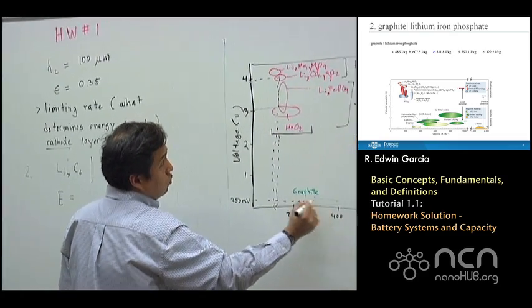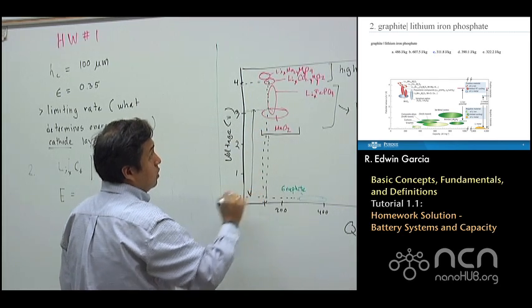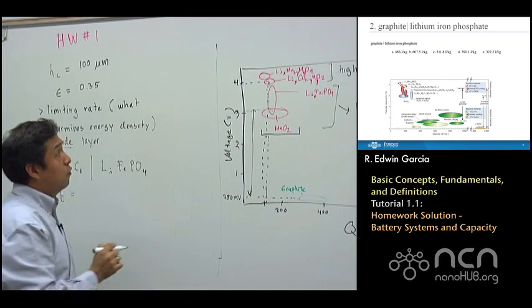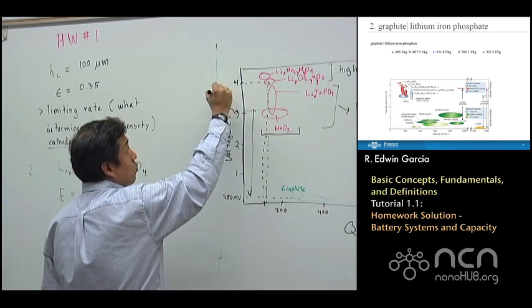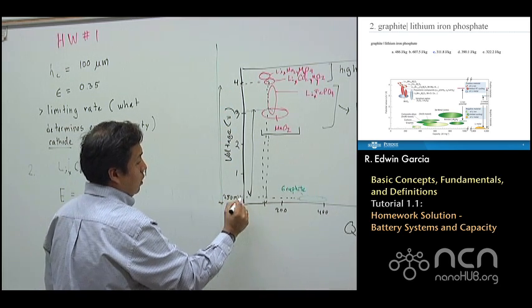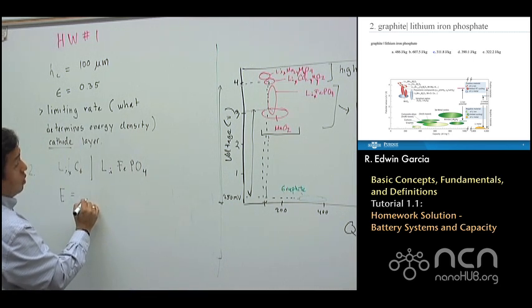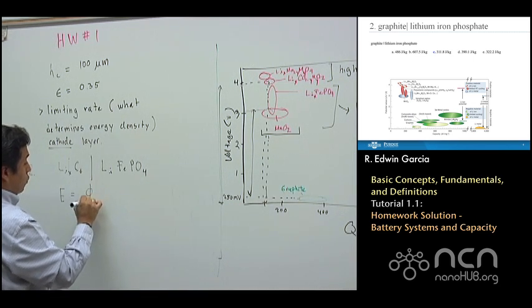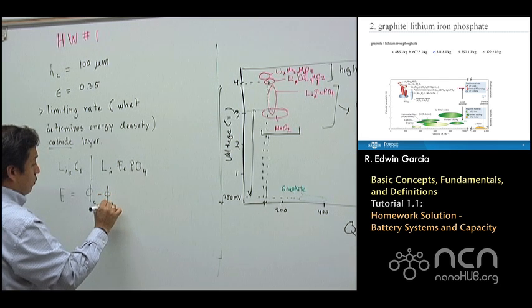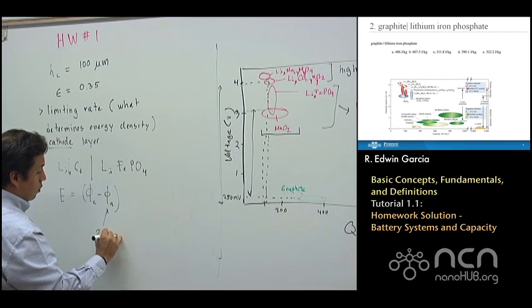So the actual voltage for the lithium iron phosphate battery will be this distance, as compared to before where I was actually able to use the whole 4 volts. So I have to subtract this 250 millivolts. In this case, the voltage will be the voltage of the cathode minus the voltage of the anode. And here's where you have your 250 millivolts.